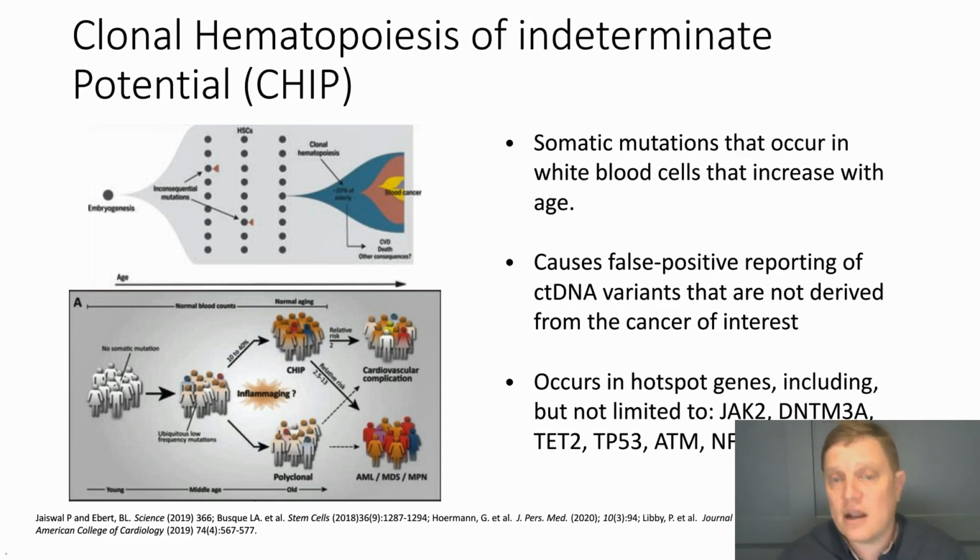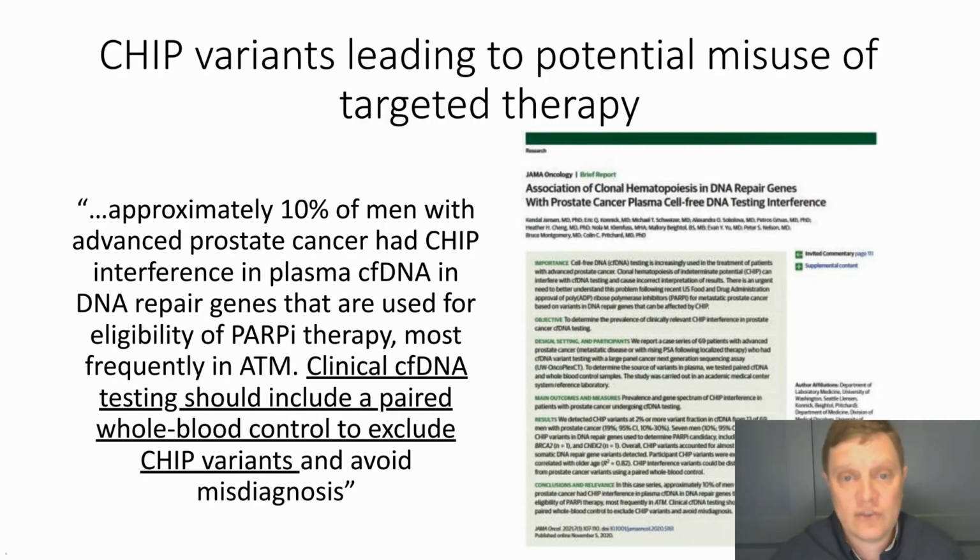And so we want to be cognizant of the fact that when we see these somatic events, and they are somatic events, they're just not tumor-derived. They're coming from an alternative source. And the last thing we want to do is treat a patient based upon a CHIP mutation where we're not attacking the tumor when we think we are. And this is a very real thing. And so about 10% of men with advanced prostate cancer have a CHIP mutation, and often in ATM. And that could lead them to being treated with a PARP inhibitor when they should not be. And so it's really important to start to understand these.